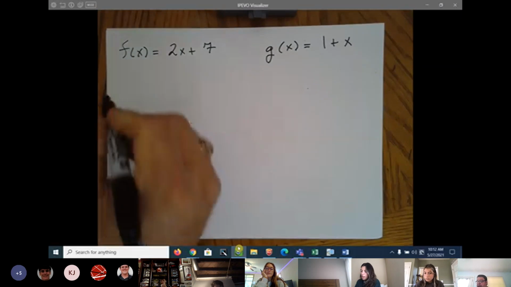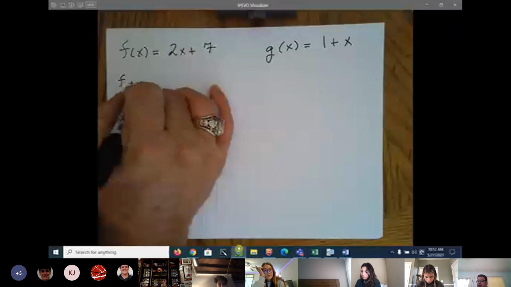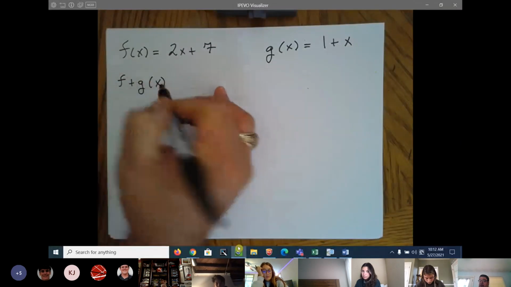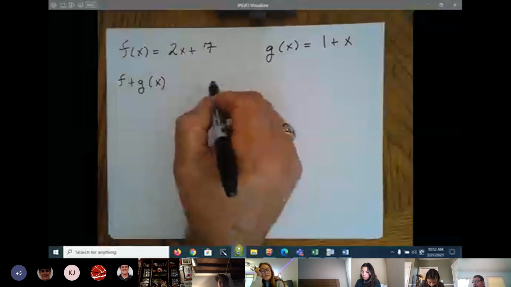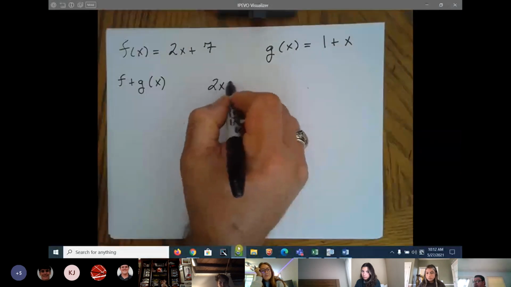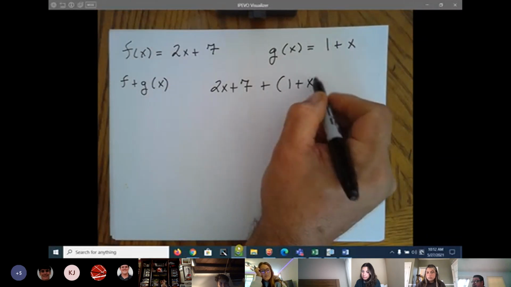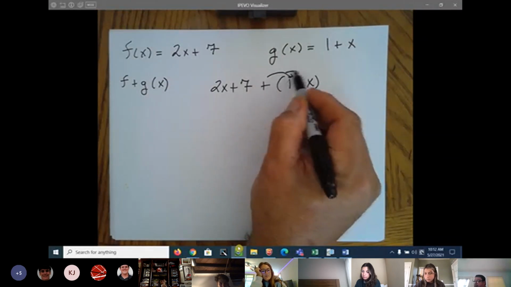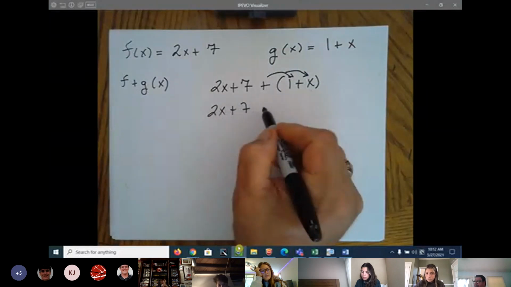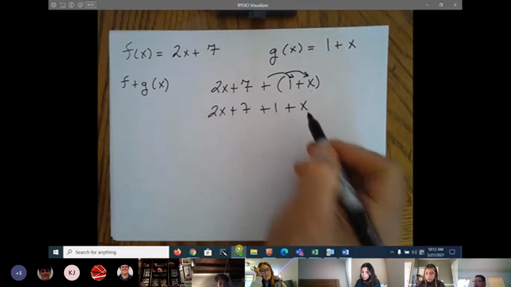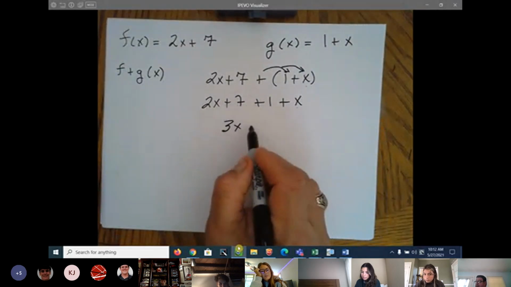I'm going to write it. Here we go. Hold your pinky up. F plus g of x. That's the way that you do it. But you go back to pre-algebra and you do 2x plus 7 plus 1 plus x. Distribute the 1, distribute the positive, and you get 2x plus 7 plus 1 plus x. And 2x plus x is 3x. 7 plus 1 is 8.